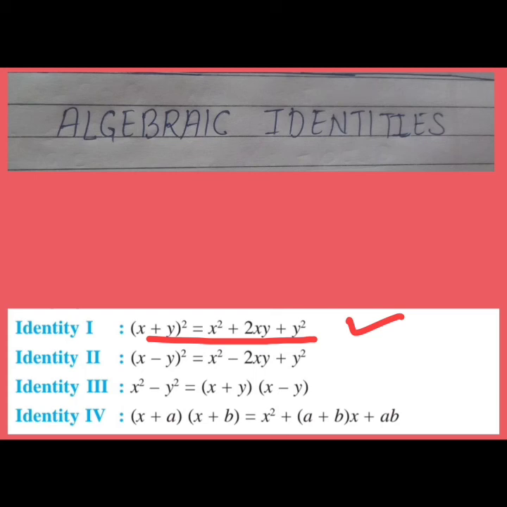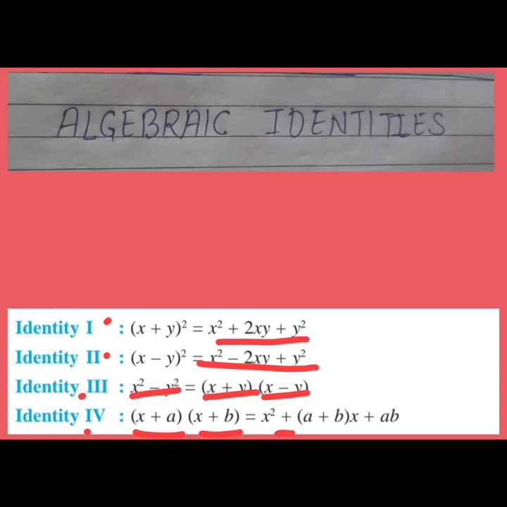So we discuss here these four identities today. First one is x plus y whole square. This is x square plus 2xy plus y square. Then second identity x minus y whole square. This is x square minus 2xy plus y square. Third identity x square minus y square. This is x plus y in one bracket and x minus y in the other bracket. And the last identity we'll discuss is x plus a in one bracket, x plus b in another bracket, and the right hand side is x square plus a plus b into x plus ab.